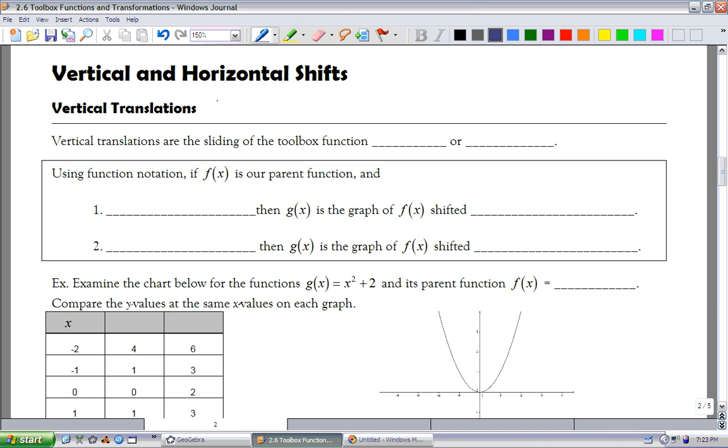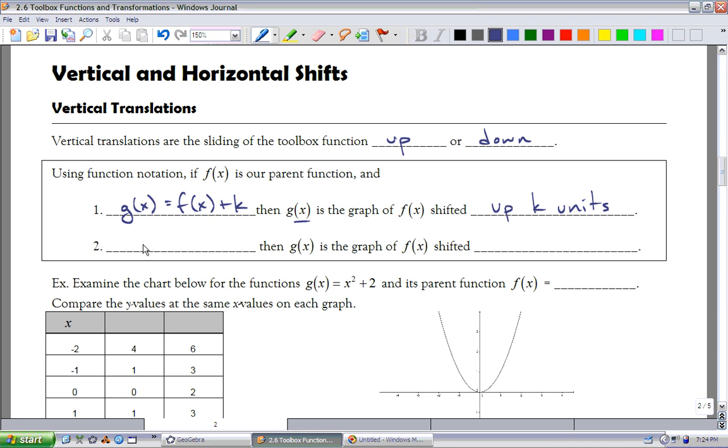Okay, now we're going to look at vertical and horizontal shifts of parent functions. Vertical translations, also known as shifts, are the sliding of a toolbox function either up or down. Using function notation, if f of x is our parent function and some g of x equals f of x plus some k value, then the graph of g of x, or the graph that we're looking for, is just the graph of our parent function shifted up k units.